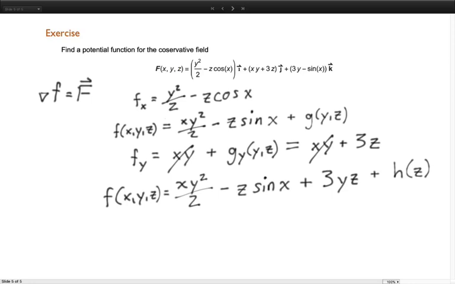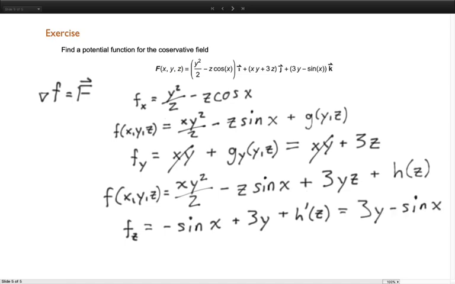I'll differentiate this guy with respect to z to check the last component. So there's my minus sine x, when the z drops out, 3y, and then h prime of z. It's only one variable, so that's why we just have the simple prime there. Set that thing equal to the last component, the k component, 3y minus sine x.